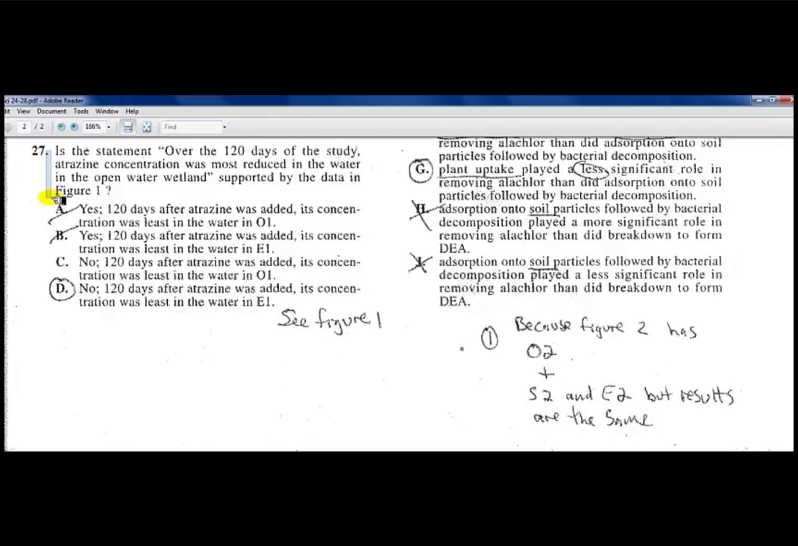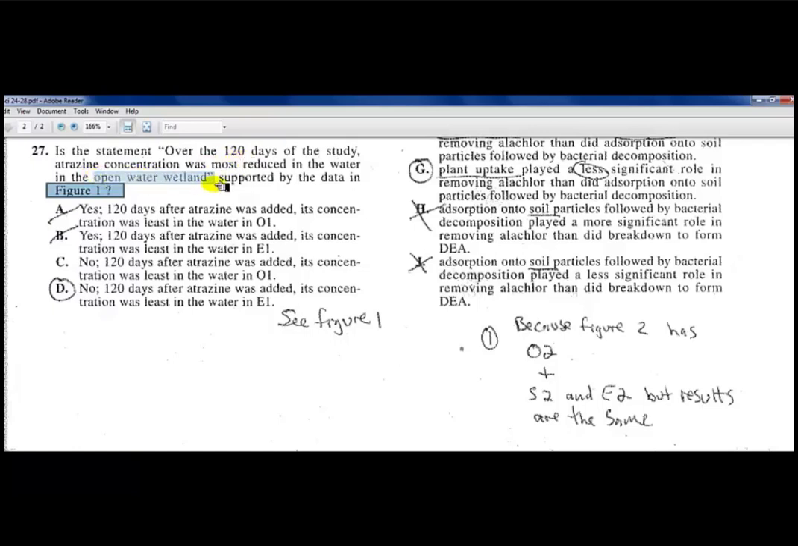Whenever you have a question stem that's longer than 2 lines long, it gets confusing, so we're going to have to get our pen or pencil moving and circle stuff. First of all, we need to do this. We need to go to figure 1 and now translate this in your own words. In figure 1, over this 120-day period, atrazine concentration was most reduced. It was the least in open waters.